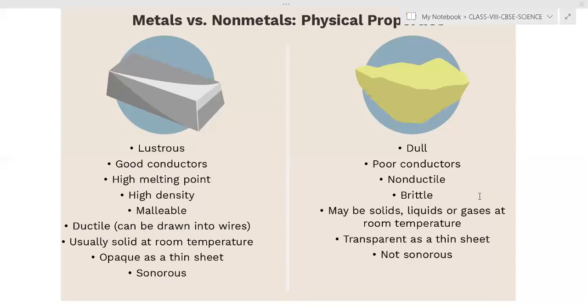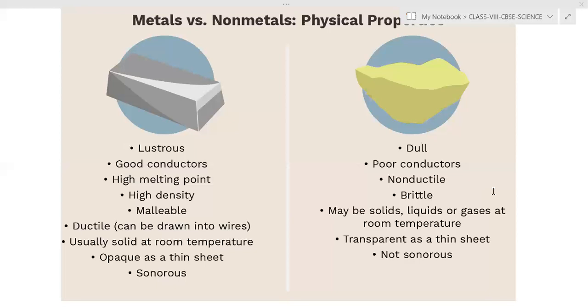Physical properties. Luster. Metals lustrous, nonmetals dull. Malleability. Metals malleable, can be beaten into thin sheets. Nonmetals non-malleable, cannot be beaten into thin sheets. Ductility. Metals ductile, can be drawn into thin wires. Non-metals non-ductile, cannot be drawn into thin wires.